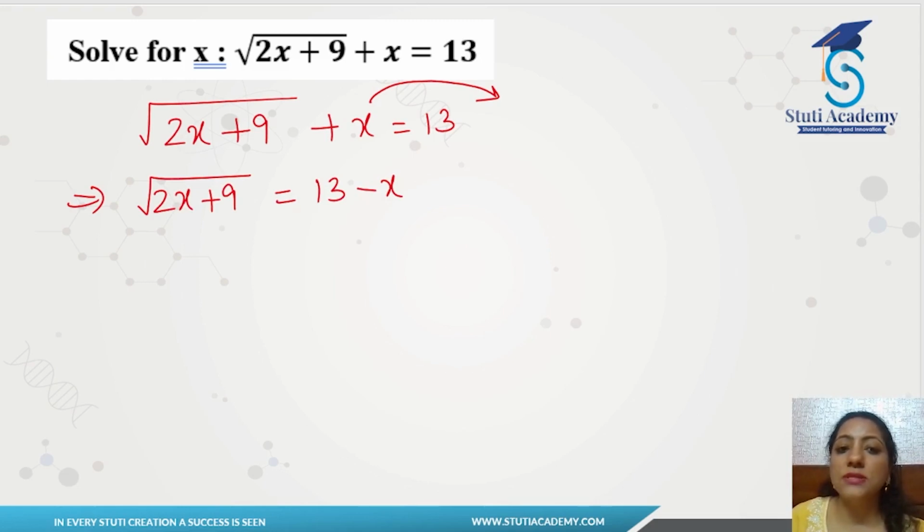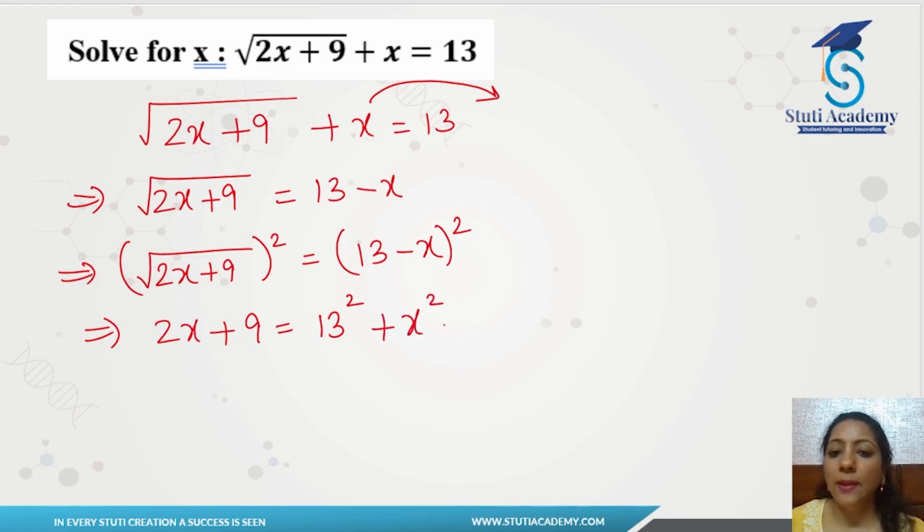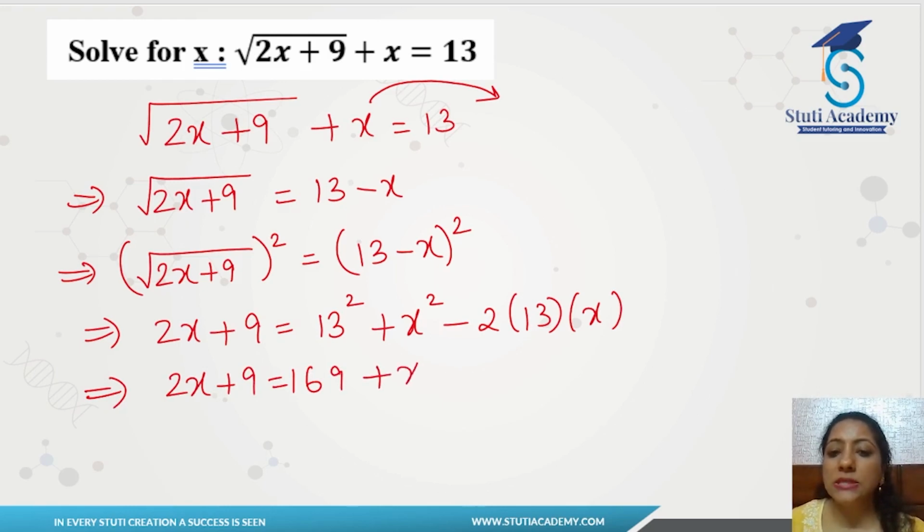Now in order to get rid of the square root sign, we are going to square both the sides. So we will get here square root of 2x plus 9 whole square is equal to 13 minus x whole square. So this will give us 2x plus 9. And here we are going to apply the identity of a minus b whole square. That will give us a square plus b square minus 2ab. So this will give us 2x plus 9 is equal to 169 plus x square minus 26x.